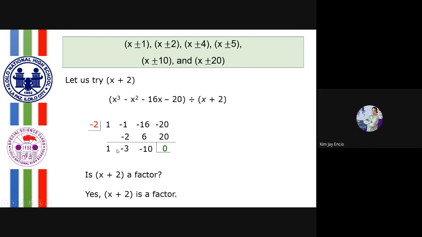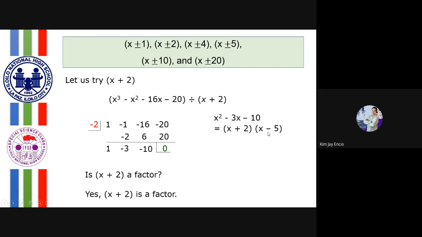So, what's the degree? This is degree 3. This is degree 1. So, 3 minus 1, 2. Hence, 1, negative 3, and negative 10 are the coefficients of the quadratic equation x squared minus 3x minus 10. And this is now factorable as what? What are the factors of these? We have x plus 2 and x minus 5.